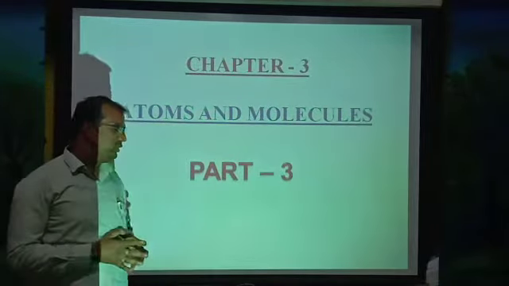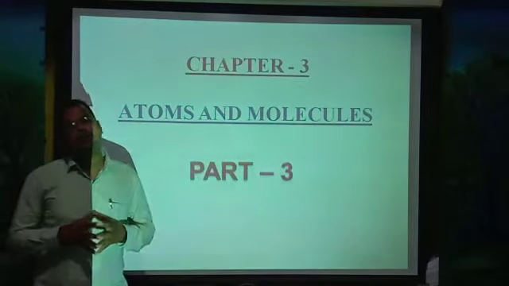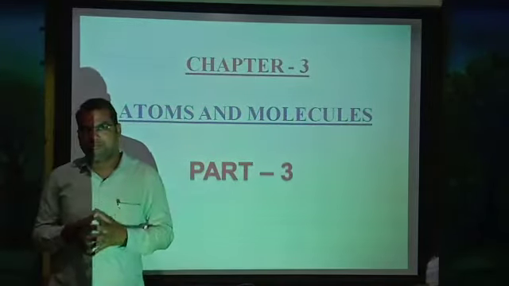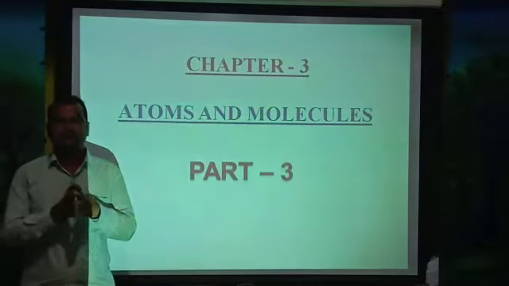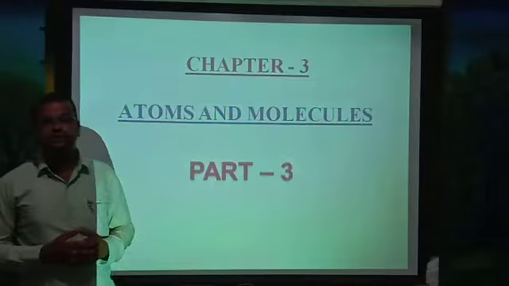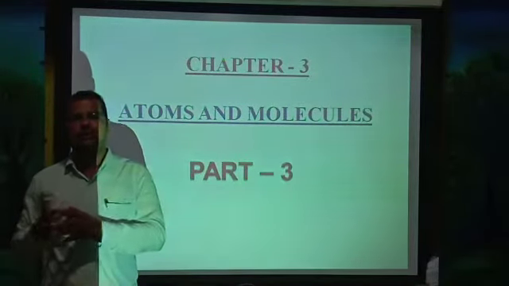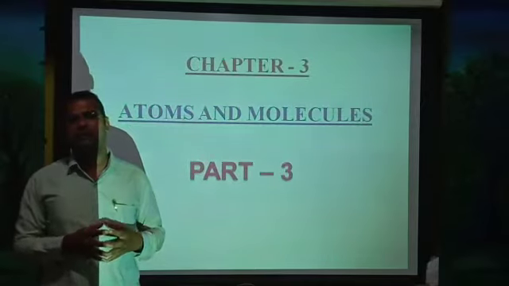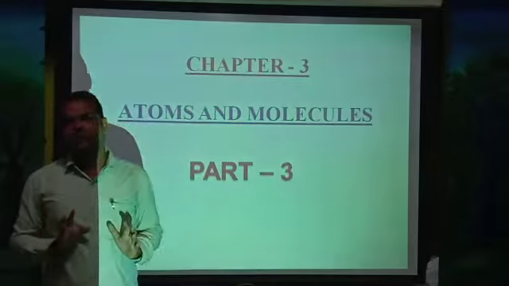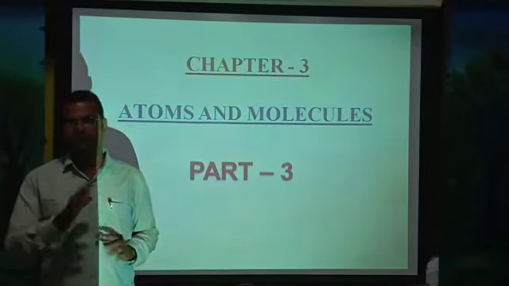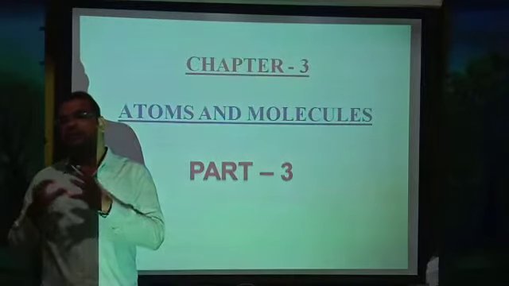In the previous part 2, we discussed what an atom is and how to find the atomic mass. What is the standard unit to find the atomic mass of different atoms? We discussed that the carbon-12 atom is used as the standard unit for finding the mass of different atoms. We also discussed how to name the atom.